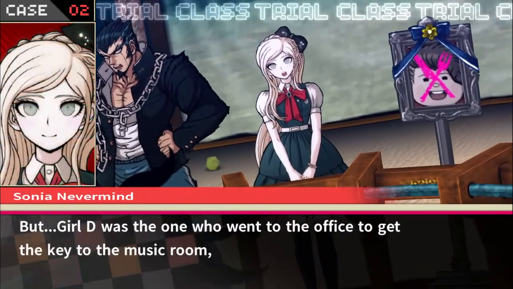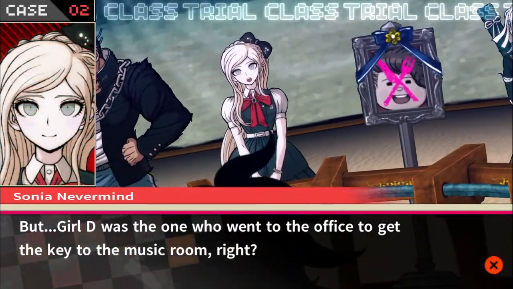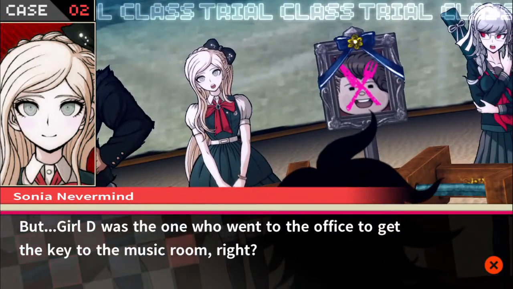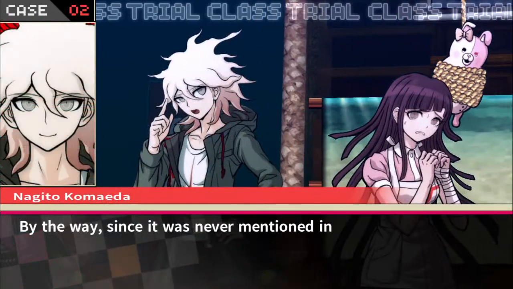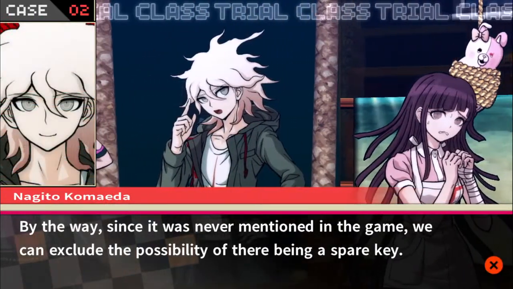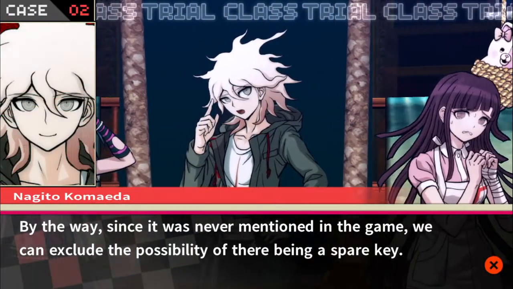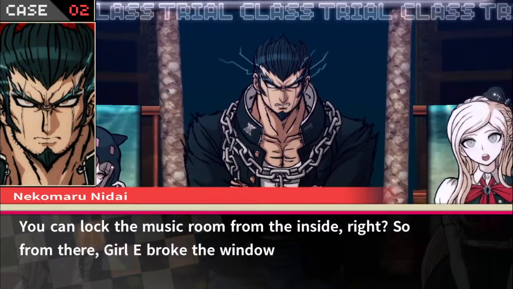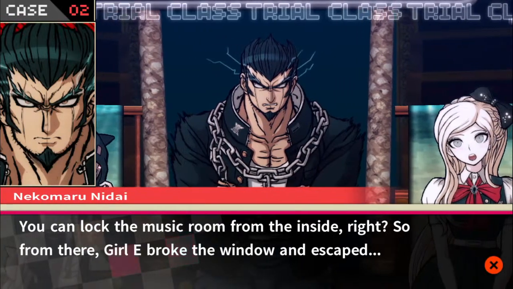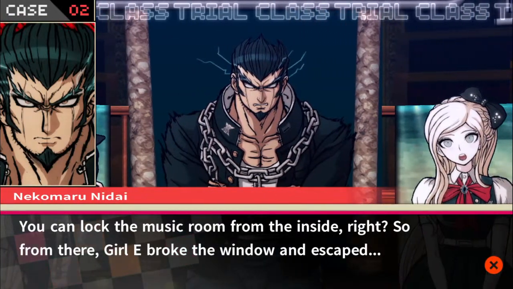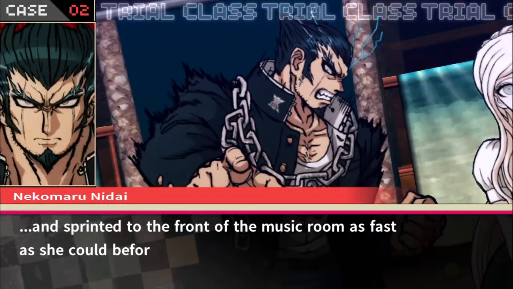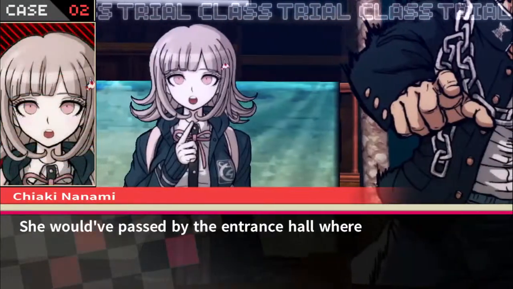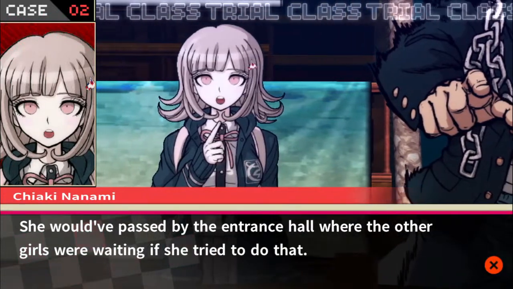But Girl D was the one who went to the office to get the key to the music room, right? By the way, since it was never mentioned in the game, we can exclude the possibility of there being a spare key. You can lock the music room from the inside, right? So from there, Girl E broke the window and escaped, and sprinted to the front of the music room as fast as she could before the others arrived. She would have passed by the entrance hall where the other girls were waiting if she tried to do that.